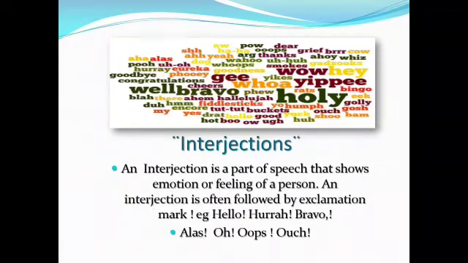The next we have are interjections. An interjection is a part of speech that shows emotion or feeling of a person. An interjection is often followed by an exclamation mark. Some examples of interjections are hello, hooray, bravo, alas, oh, oops, and ouch.